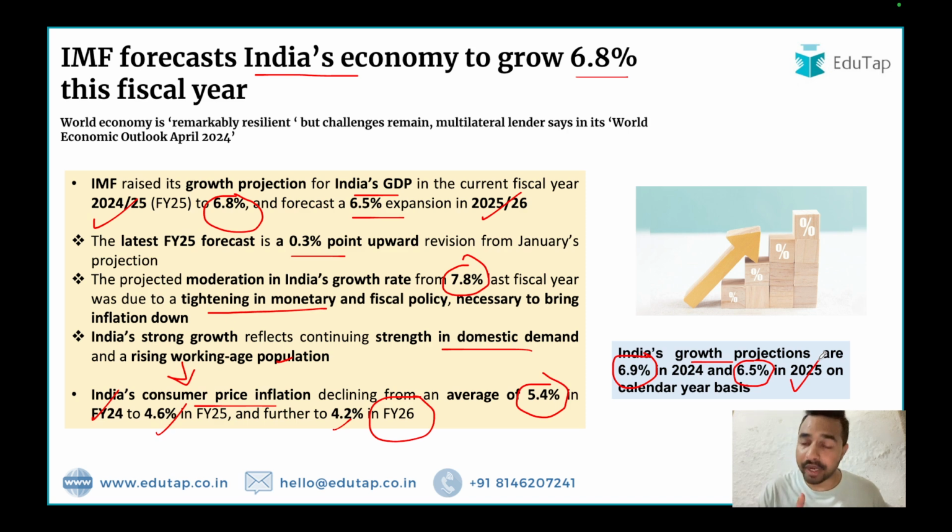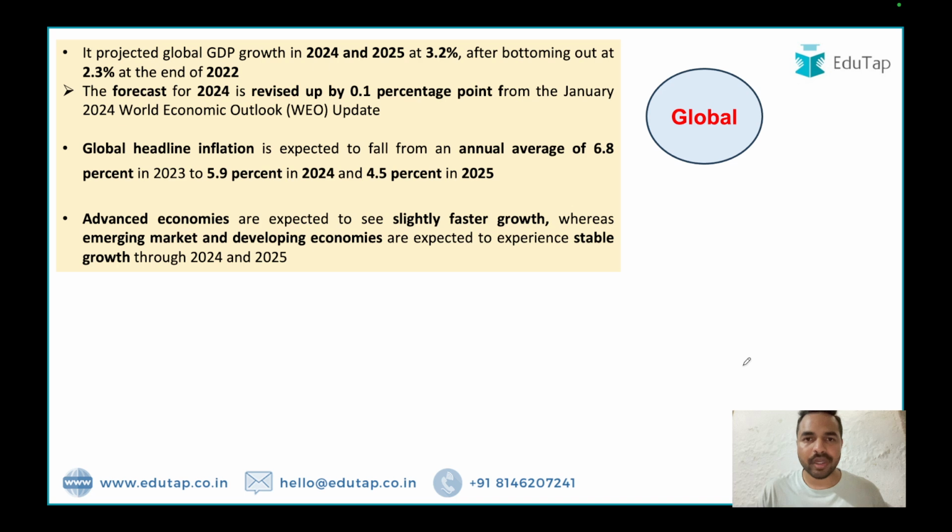Okay? So if we talk about India, 7.8% in fiscal year 24 reduces to 6.8% in fiscal year 25 and will further moderate to 6.5% in fiscal year 26. I hope this point is clear. This was on the fiscal year basis, but on the calendar year basis, this data will be 6.9% in 24 and 6.5% in 25. So I believe that the India related insights are very much clear to all of you. We are done with all the most important data related to India that we are required to cover from the exam point of view. Let's move on to the other important part.